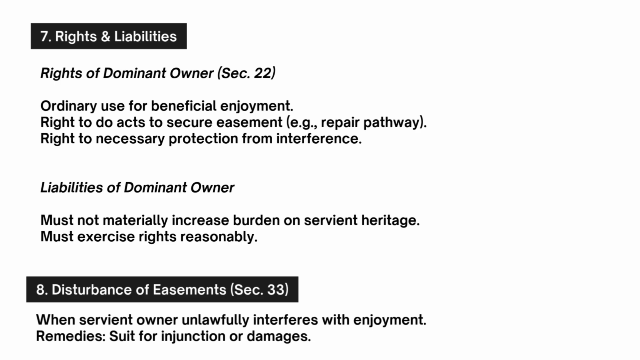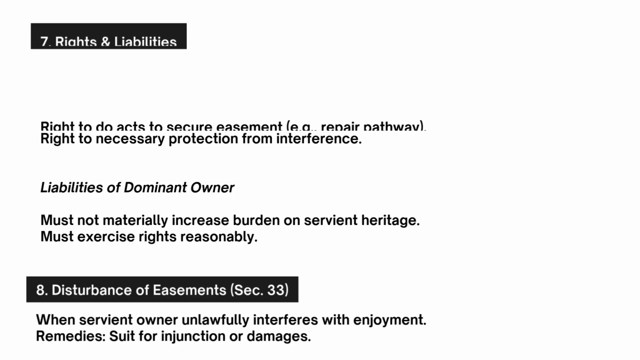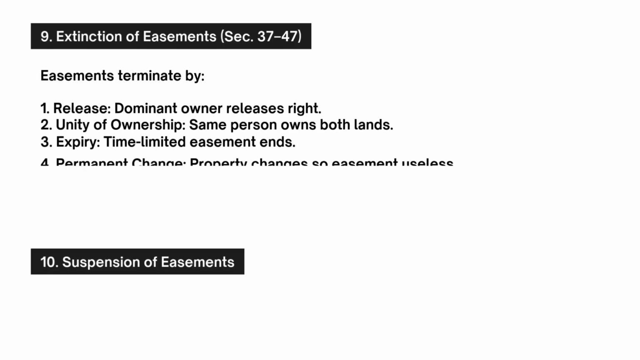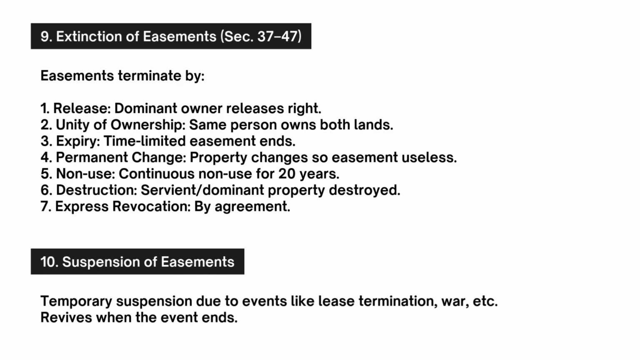8. Disturbance of easements, Section 33. When the servient owner unlawfully interferes with enjoyment, remedies: suit for injunction or damages. 9. Extinction of easements, Sections 37 to 47. Easements terminate by 1. Release, 2. Unity of ownership, 3. Expiry, 4. Permanent change, 5. Non-use, 6. Destruction, 7. Express revocation.